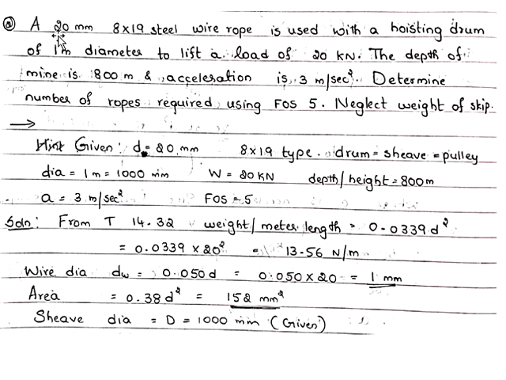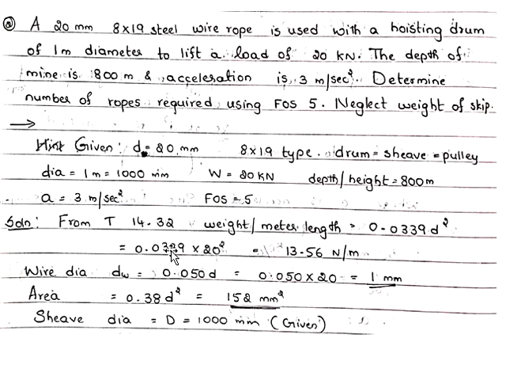Here in the first sentence, small letter d is given as 20 mm. The type of rope is given, 8 into 19 type, and the hoisting drum diameter, it is nothing but the pulley diameter or sheave diameter, is given as 1 meter. The load to be lifted is given as 20 kilonewton. The depth of the mine is 800 meter. It's nothing but the length of the rope. The acceleration value A is given, and also the factor of safety is given. So refer to table number 14.32. For the 8 into 19 type, note down the weight per meter length and also the diameter of wire dw, the area, but the sheave diameter is given in the question.